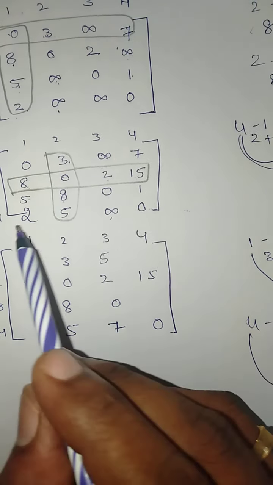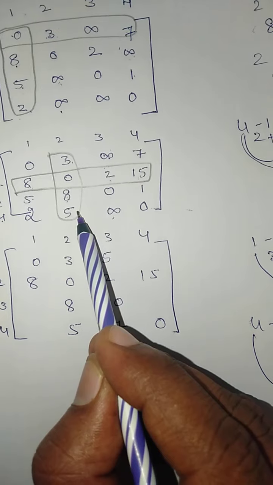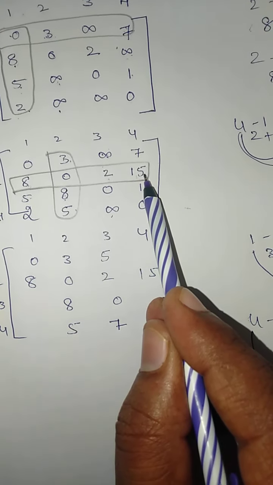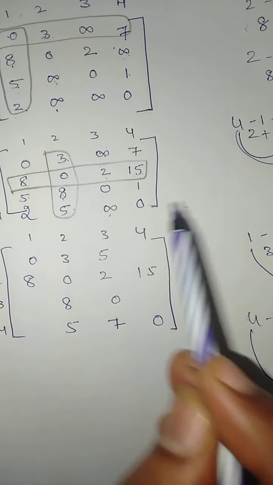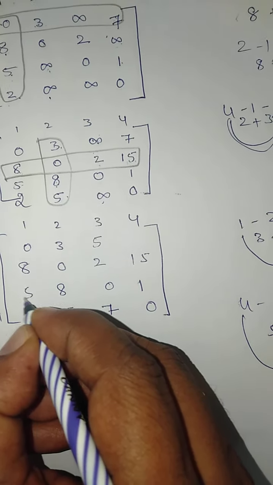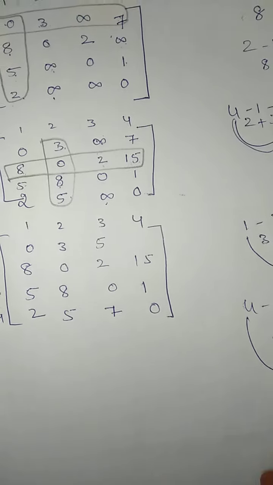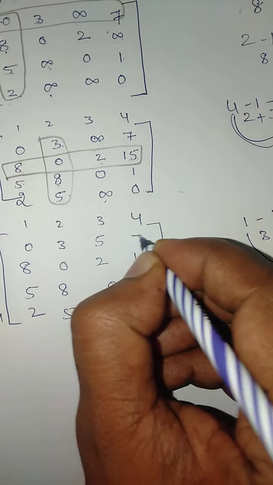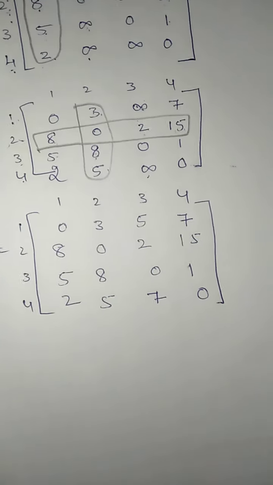Next. 4 to 2 and 2 to 4. So 4 to 4, 0 is already there. So keep it as it is. So these values remain unchanged. Right? So this 7 as it is. So this is what D2.